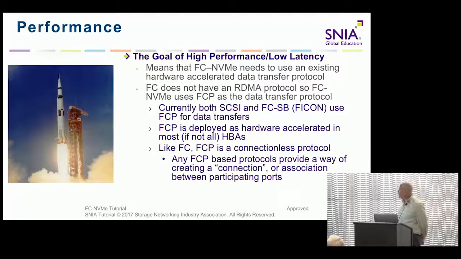So, high performance, low latency. In order to maintain parity with existing protocols and improve on them too, we need to use the same tools. So we wanted to keep the same hardware acceleration that exists for SCSI. And Fibre Channel does not have an RDMA protocol, so we use FCP as the data transfer. Currently, both SCSI and FICON use FCP, and FCP is deployed in many, if not all, implementations as a hardware accelerated layer.